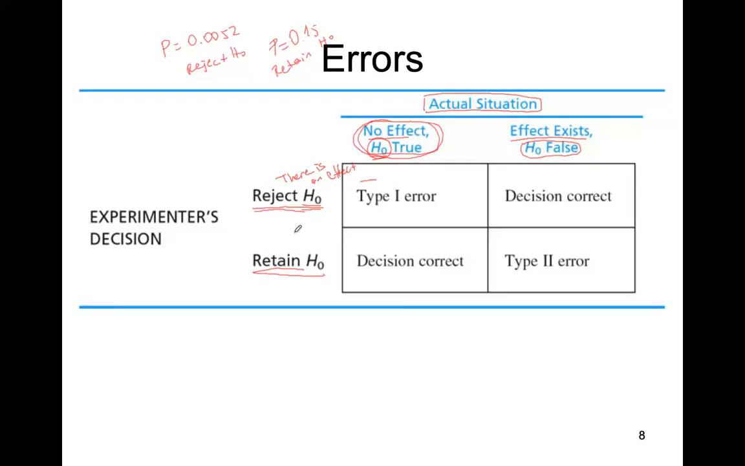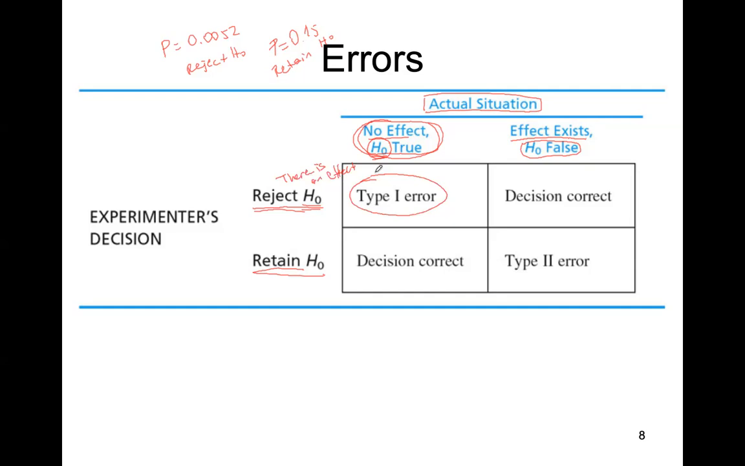Effect of my diet. Okay? If there is no effect actually, but I say there is an effect, that is called type 1 error. Okay? Is this understood? My hypothesis is true. Actually, it is true.